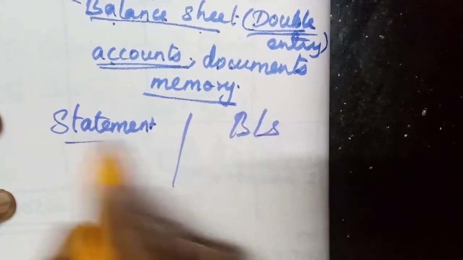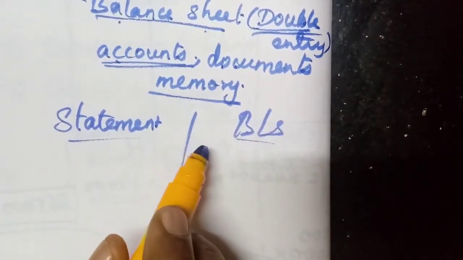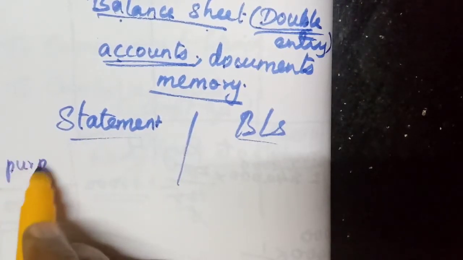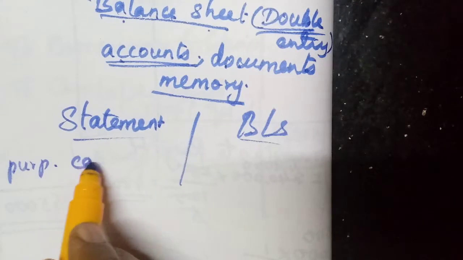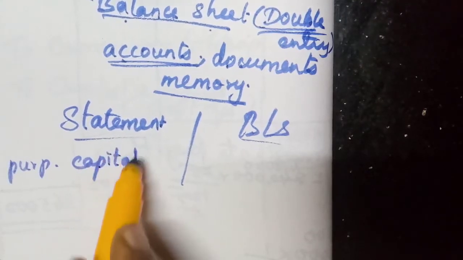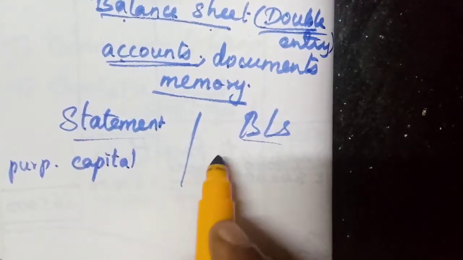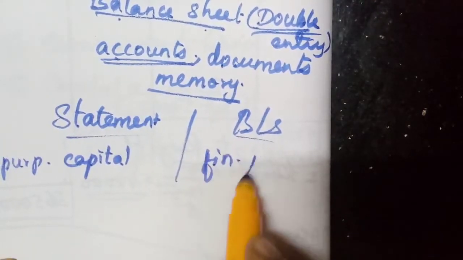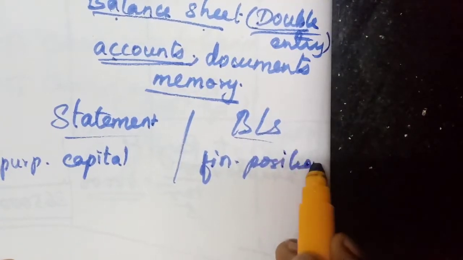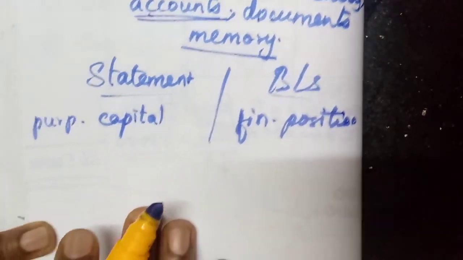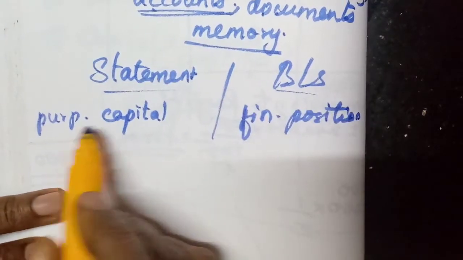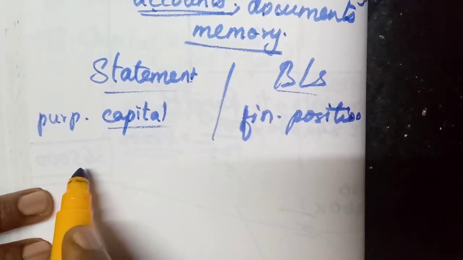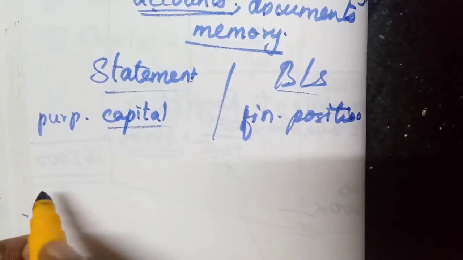Statement of affairs and balance sheet. What is the purpose? The first one, the purpose. The statement of affairs is prepared to know the capital of the organization, either opening capital or closing capital. But the balance sheet is prepared in order to ascertain the financial position of the business. Here we are just preparing the statement of affairs to know the capital either at the beginning or at the end.